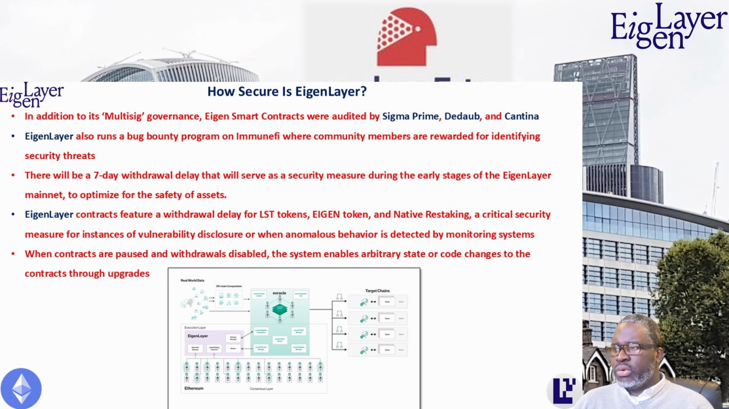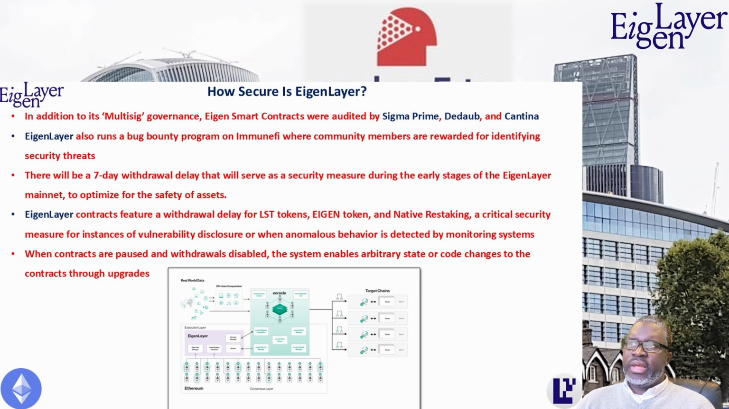When contracts are paused and withdrawals disabled, the system enables arbitrary state or code changes to the contracts through upgrades. EigenLayer also stresses that while technically feasible, such interventions are not a routine practice and should be approached with caution. Yeah, it's almost like you want to roll back the blockchain, isn't it? Or reverse a transaction. That's what I hear here. But it's all in the name of security, so it must be okay, right?